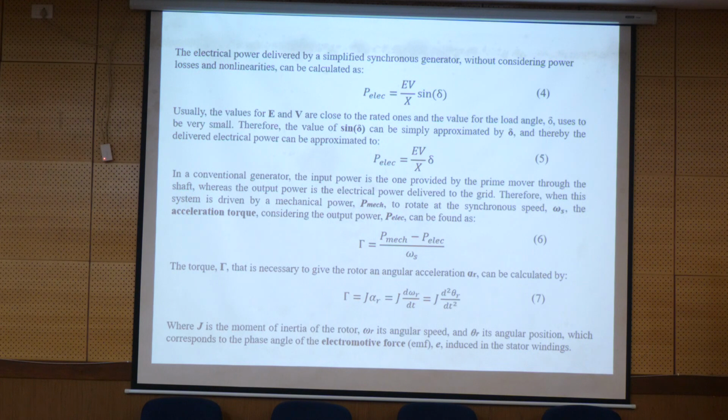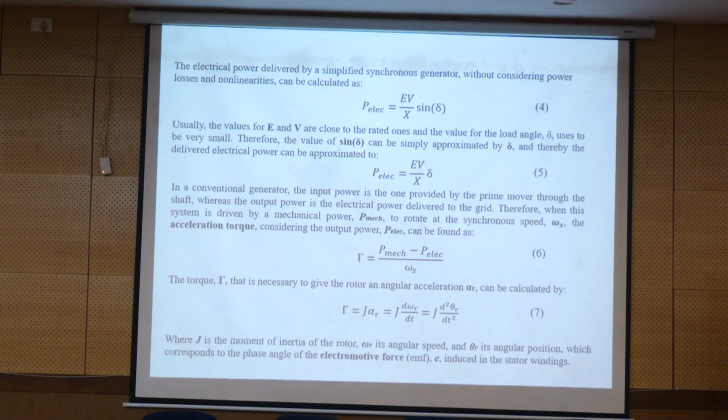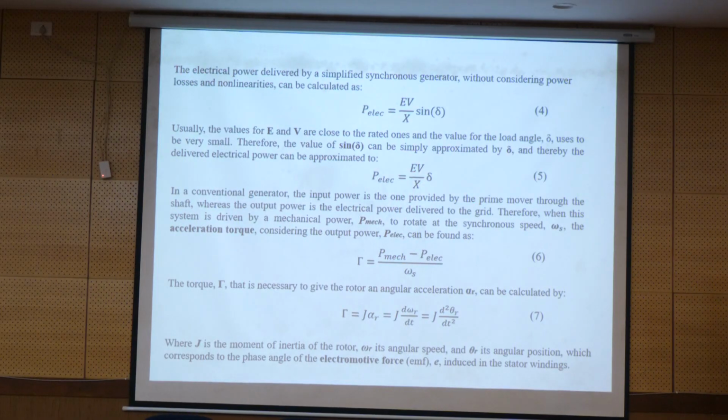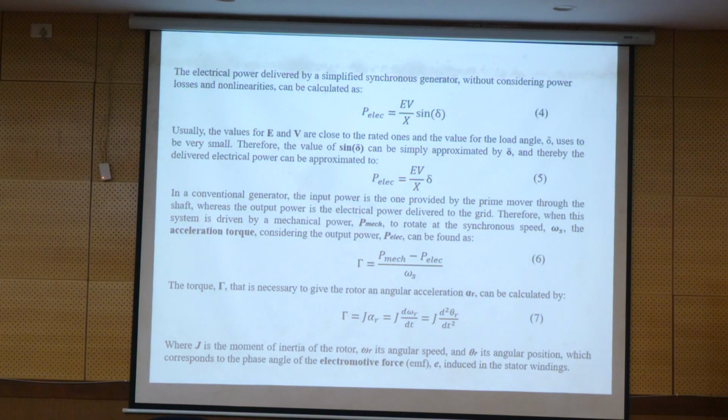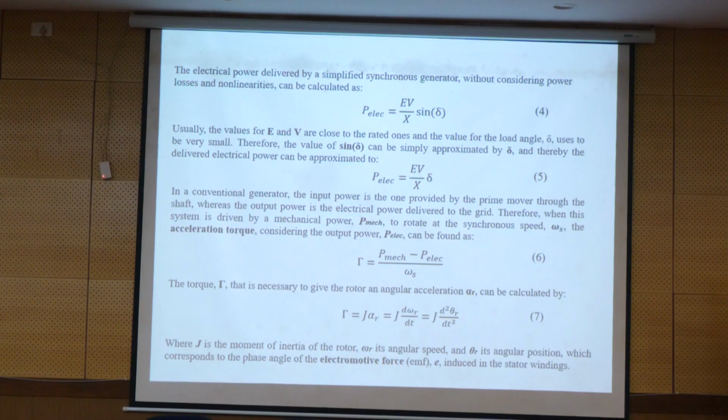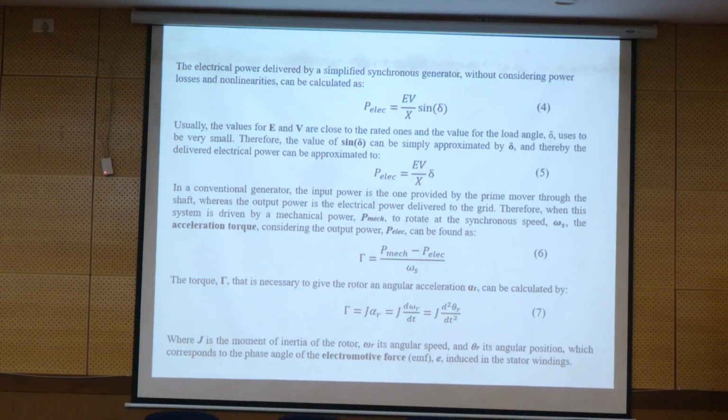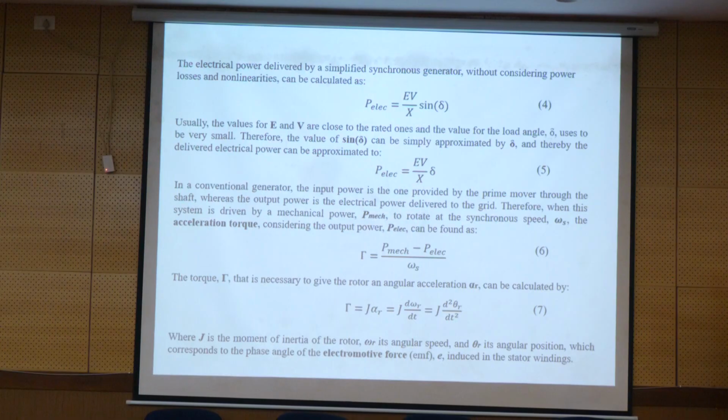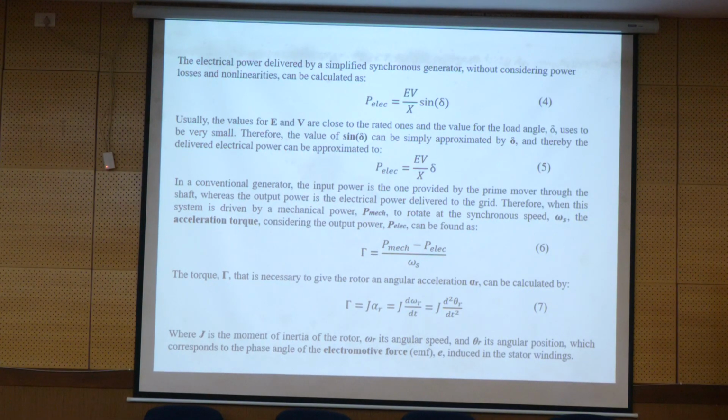When we provide this mechanical power, which rotates the synchronous shaft, it is at omega S. It is not equal to the value we need, but basically we need to provide the acceleration torque, which is calculated by P mechanical minus P electrical over the omega. So this is the acceleration torque.